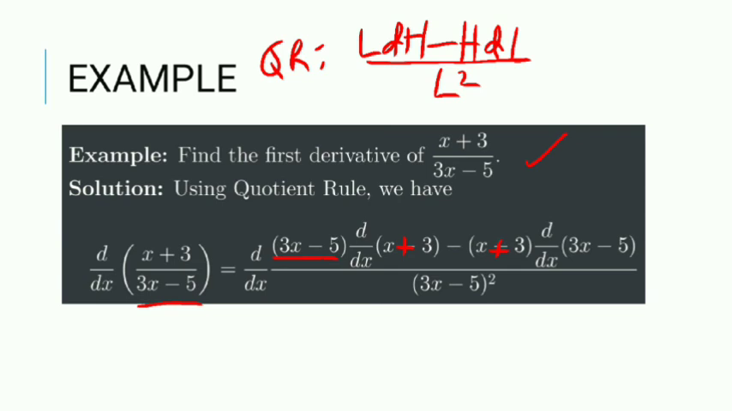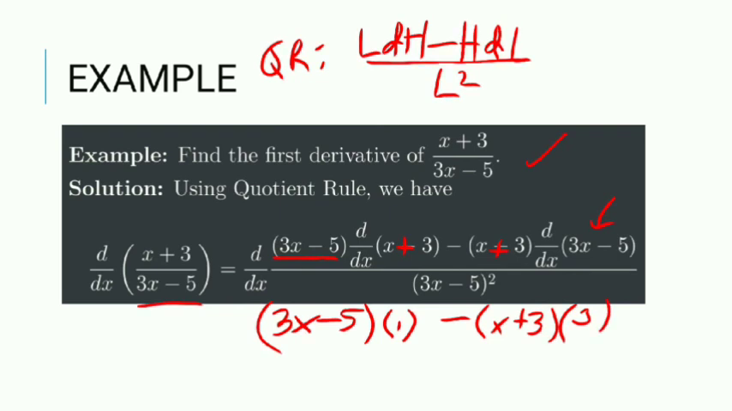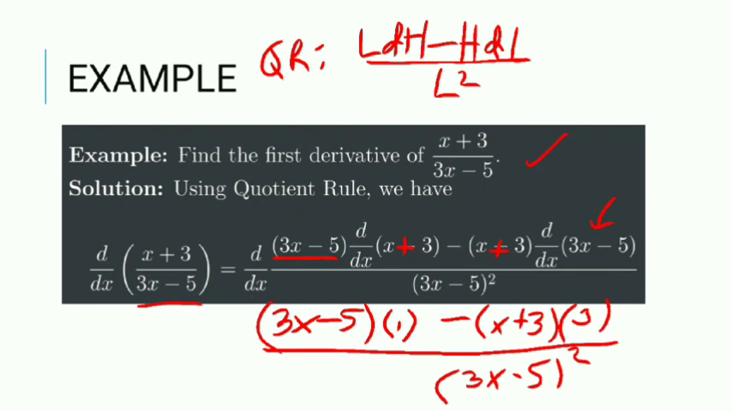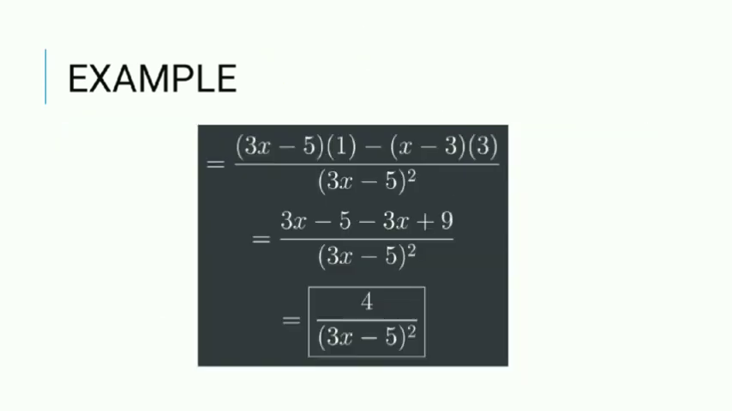So we will end up with 3x minus 5 times the derivative of this, which is 1, minus x plus 3 times the derivative of this, which is 3, using the power rule, over 3x minus 5 quantity squared, or the square of the low. So 3x minus 5 times 1 minus x minus 3 times 3 over 3x minus 5 quantity squared. So simplifying, we will end up with 3x minus 5 minus 3x plus 9 over 3x minus 5 quantity squared. And combining like terms, we will end up with the answer 4 over 3x minus 5 quantity squared.